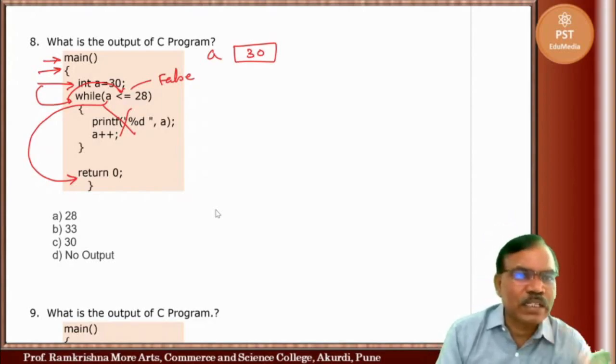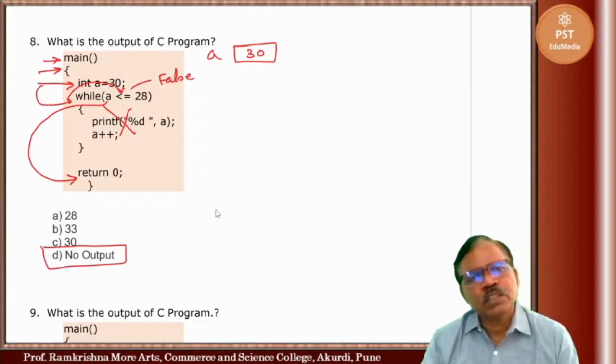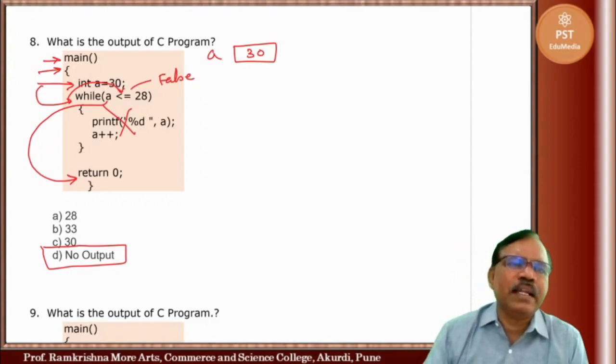So what happens now? What is output? So you will not get any output because no printf statement is executed. So here you will get no output because while loop is not executed and there is no another printf statement.